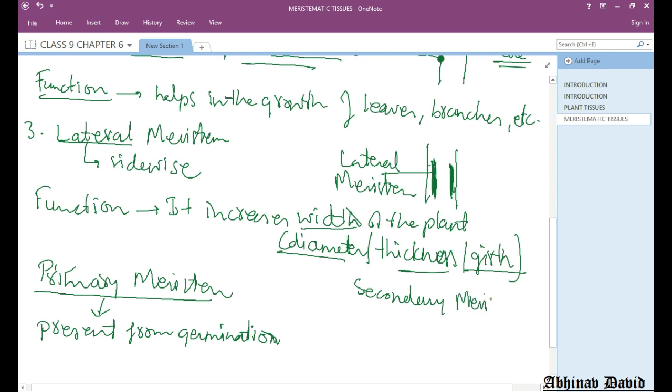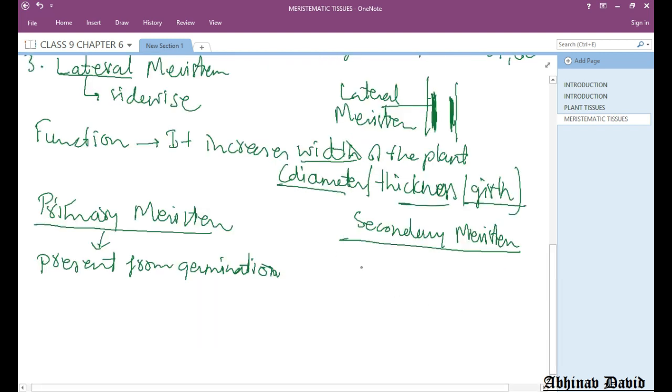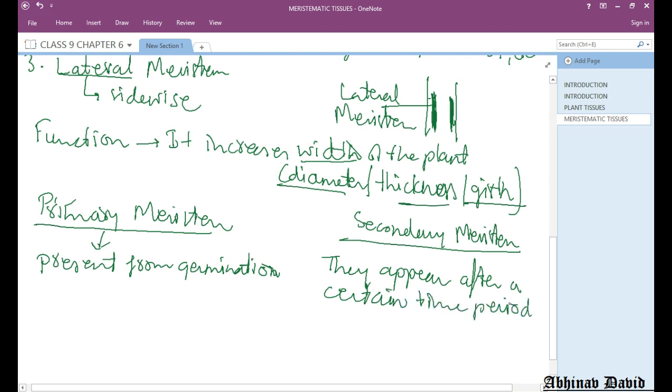Secondary meristem. Secondary meristems are not present from the starting of the plant's life. They appear after a certain age. That is why the name is given secondary meristem. They appear after a certain time period, and that time period varies from plant to plant. Different plants have different time periods when the secondary meristem appears.